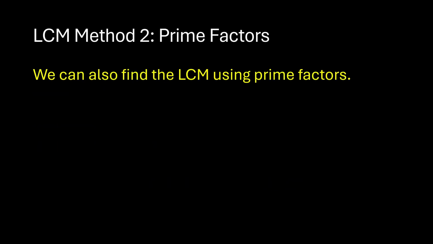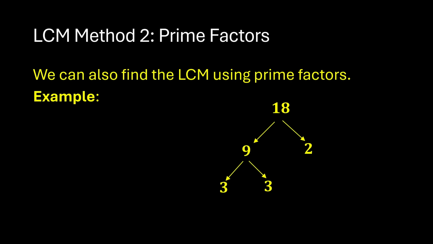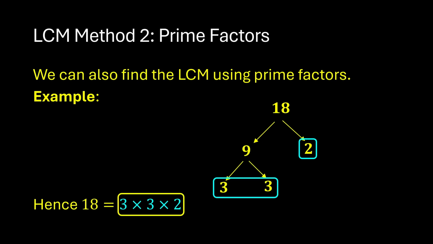Sometimes the numbers can become quite large. In these cases, it is often easier to use prime factorization. Let's recall the idea behind the factor tree. So if we consider the number 18, this can be written as 9 times 2. And 9 can be written as 3 times 3. Eventually, every branch ends with prime numbers. We can't break this down further, so we have to stop, and we can now express 18 as a product of prime factors. So 18 equals 3 times 3 times 2, as illustrated here.